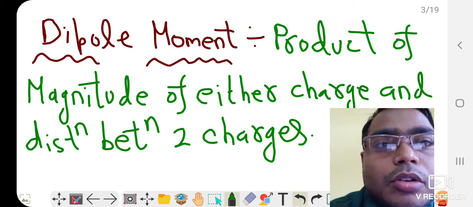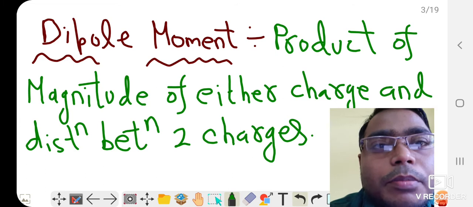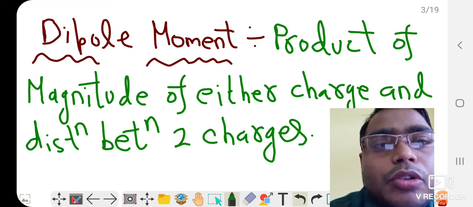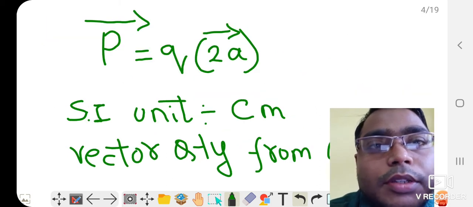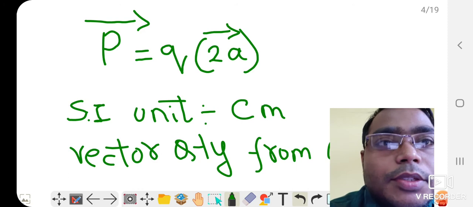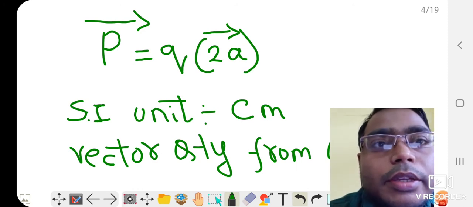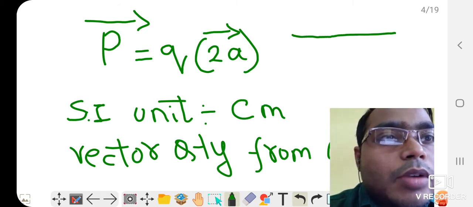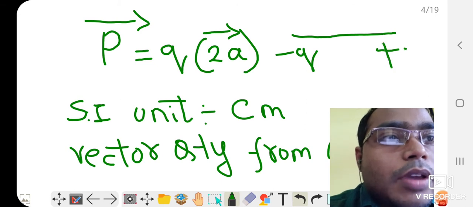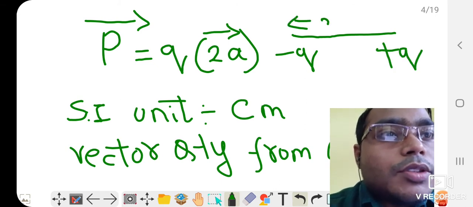What is the meaning of either charge? Either means it can be plus q or it can be minus q. So we have to take the magnitude of any one of the charges and multiply it by the distance between the two charges. Let us see the expression of dipole moment. It is q multiplied by the distance between the two charges, which was 2a. Already you have seen the arrangement of the dipole. One is minus q, one is plus q, and the distance between them was 2a.